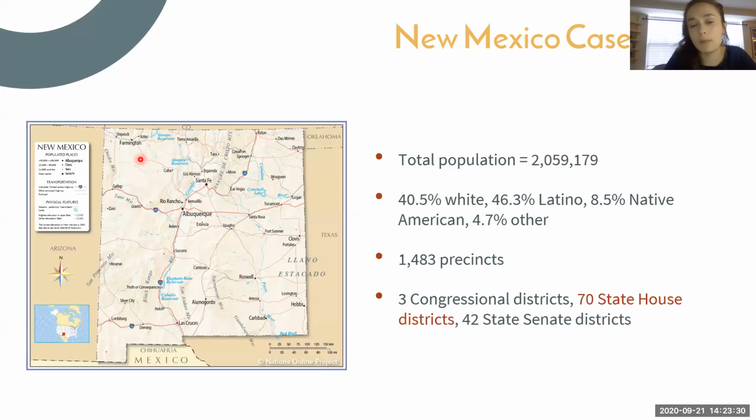But I wanted to talk about the factors that go into the data lift because it can be extensive, and I wanted to look at New Mexico as a case study as we go. So New Mexico has 2 million people, about 40% white, 46% Latino, and about 8.5% Native American. They have about 1,500 voting precincts. They have 3 congressional districts, 70 state house districts, and 42 state senate districts. So we'll be focusing here on the 70 state house districts.